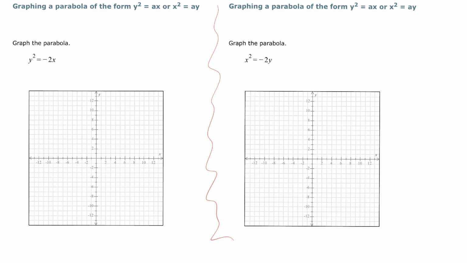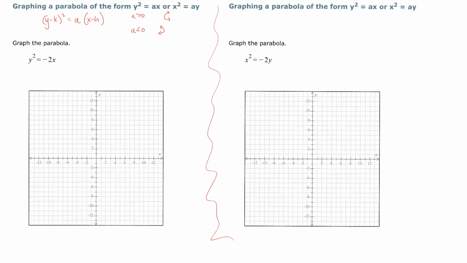Let's write the general form of a parabola using the definition. The definition would say y minus k quantity squared is equal to some a times x minus h. And if a is positive, it opens to the right. If a is negative, it opens to the left.